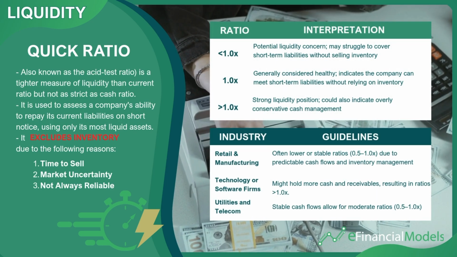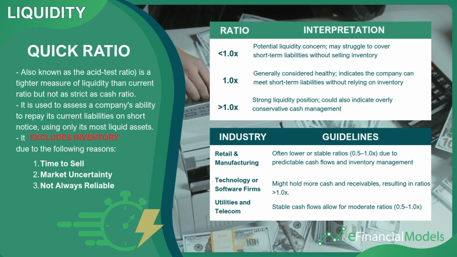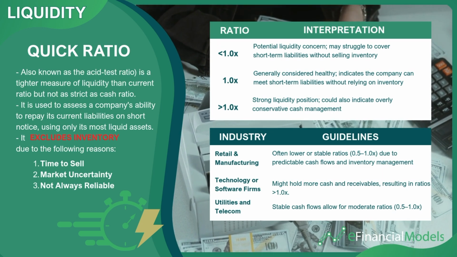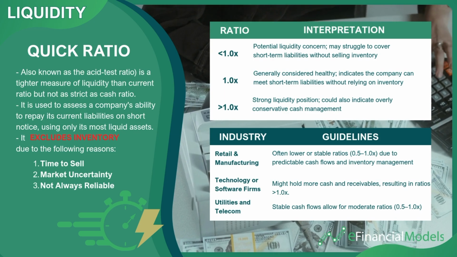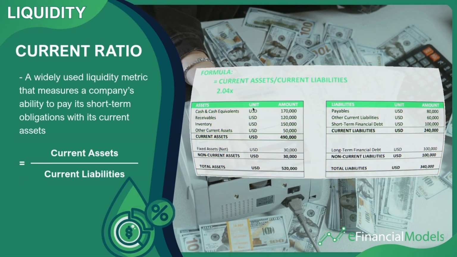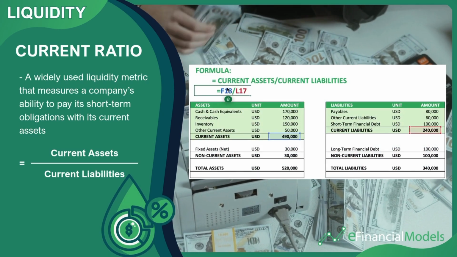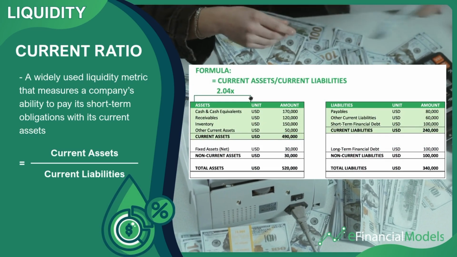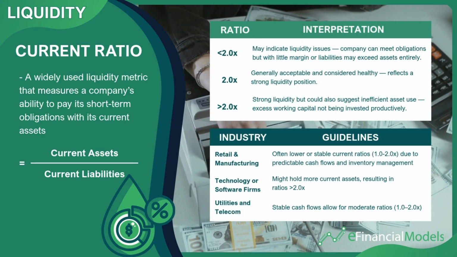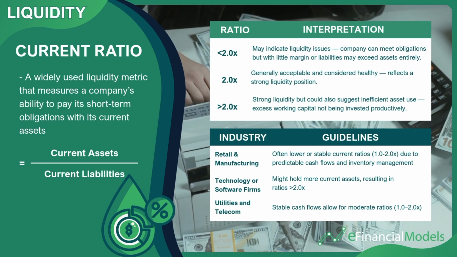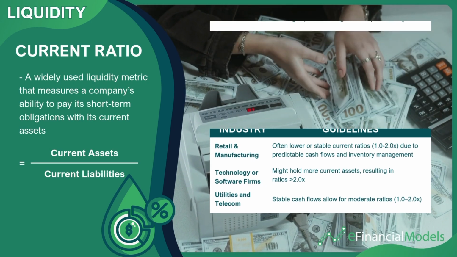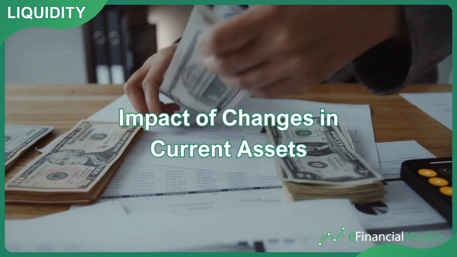Hence, quick ratio is calculated as the sum of cash and accounts receivable, divided by current liabilities. As a rule of thumb, 1.0 times is considered generally acceptable for quick ratios. Lastly, current ratio is a widely used liquidity metric that measures a company's ability to pay its short-term obligations with its current assets. It is simply calculated by dividing current assets by current liabilities, with 2.0 times as the benchmark for healthy liquidity.